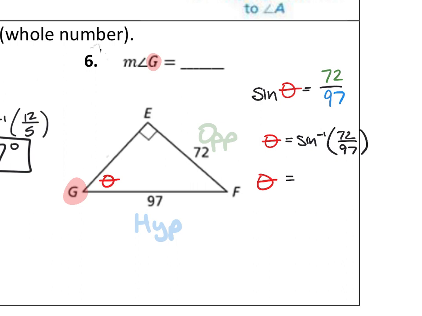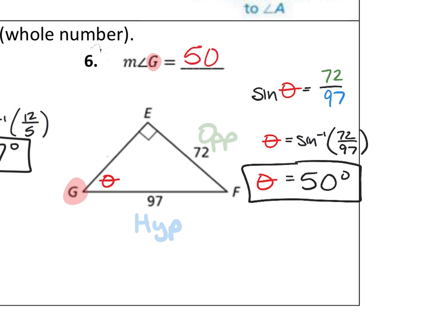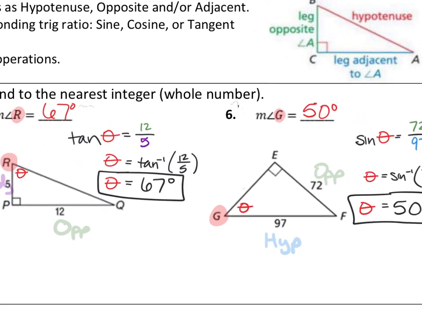To solve for theta, you just do the inverse sine of both sides, and that gives me something I can throw into a calculator. When I do that, inverse sine, so second sine, 72 over 97, and then round to the nearest whole number, this should be 50 degrees. So we know that angle G is equal to 50 degrees.